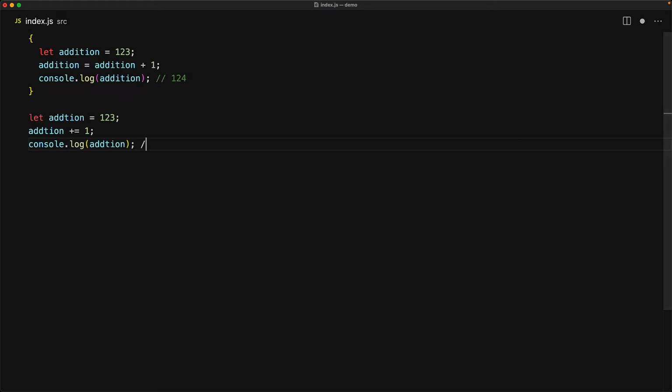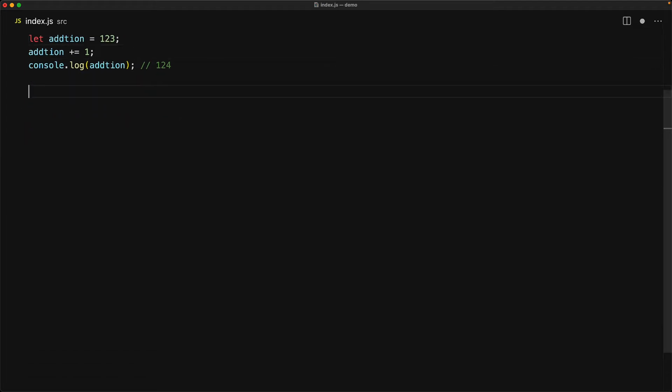However, there is a shorthand syntax for this particular statement. We can do the same thing with plus equal 1, and what this does is actually takes the variable, adds 1 to it, and assigns it back to the variable. As far as the runtime behavior is concerned, these two statements are perfectly equivalent. And of course, this shorthand version exists for all the other mathematical operators that we've seen as well.